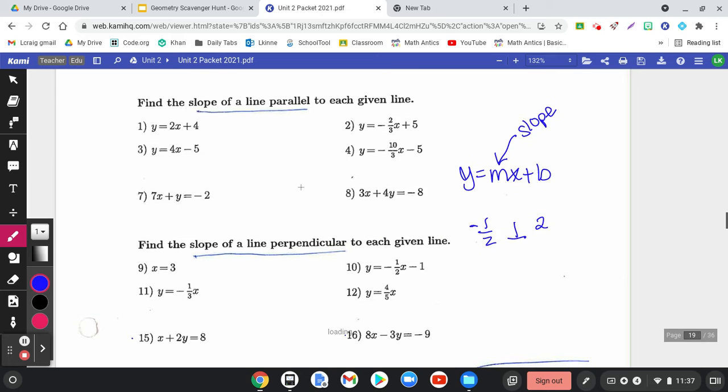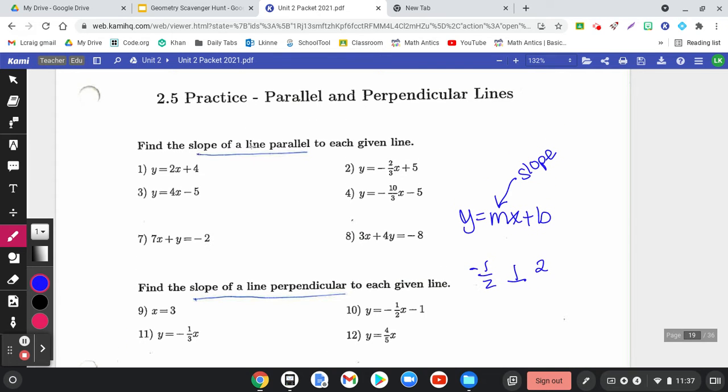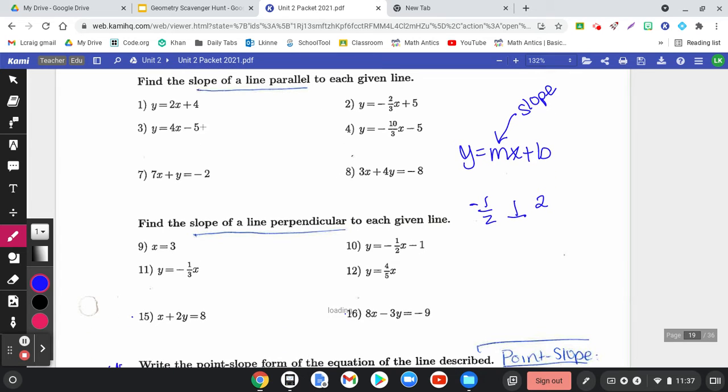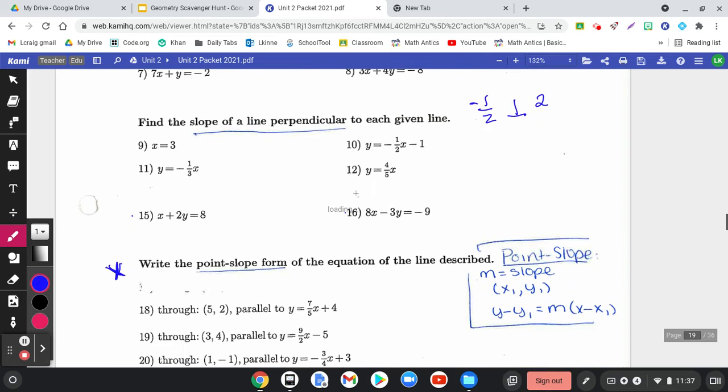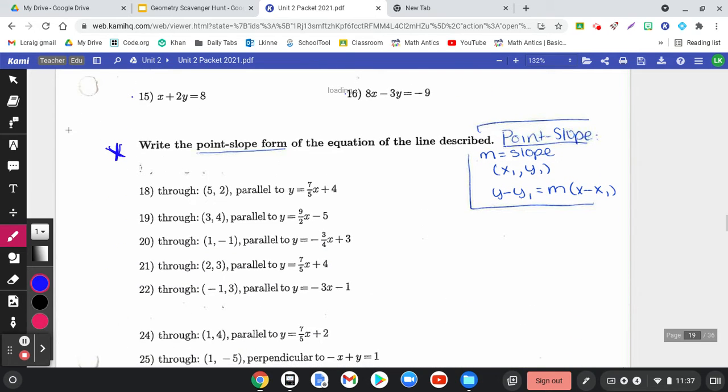Yesterday, I should say, in class you were working on the 2-5 practice on page 17. You had to find the slope of a line parallel to each of these. Remember, just comparing slopes, and then perpendicular. At the bottom I told you to wait on this. I put a little note here, the point slope form.